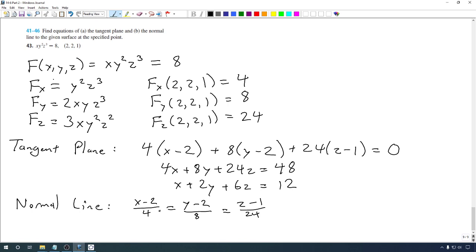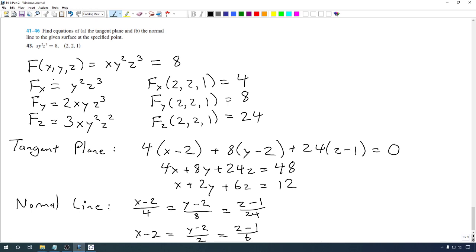And again, since we got 4 as a factor of all of our partial derivatives, we can go ahead and multiply all these equations by 4 just to make it look a little nicer. So we have that x minus 2 is equal to y minus 2 over 2, which is equal to z minus 1 over 6.